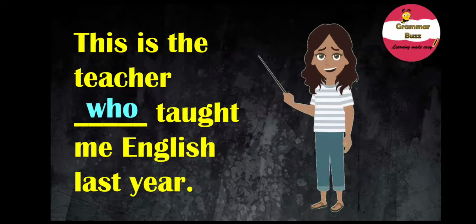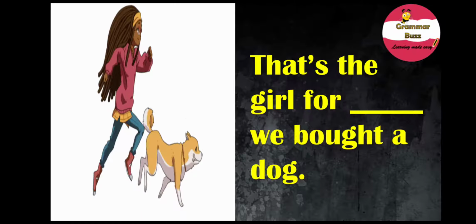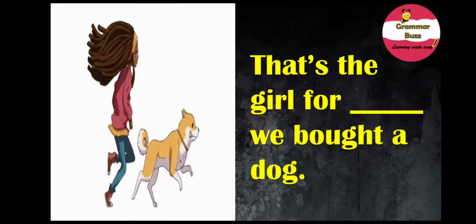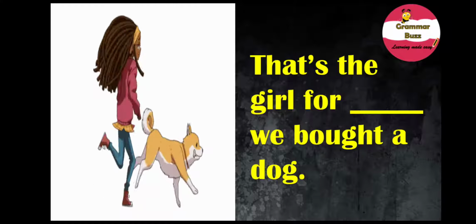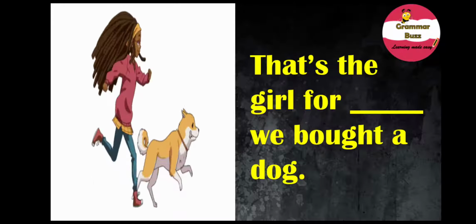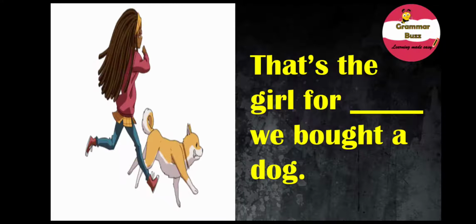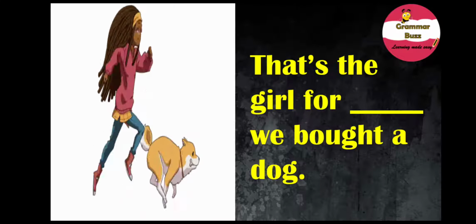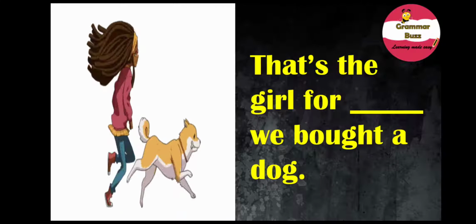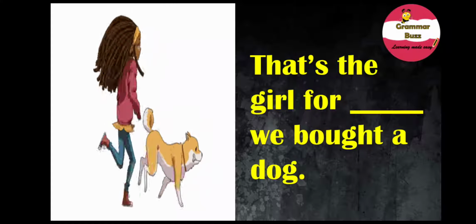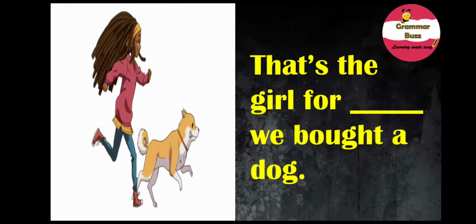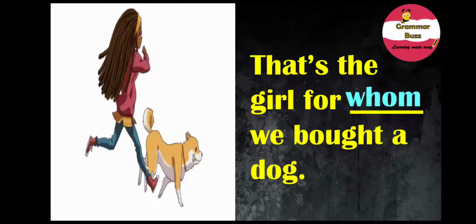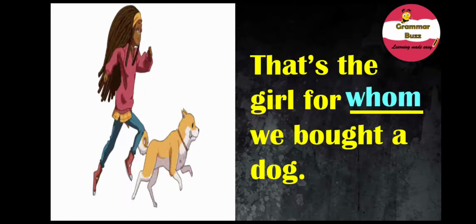Hey, great job. Okay. So are you ready for the next sentence? I bet you are. And here it goes. That's the girl for dash we bought a dog. What about this one? Have you pinned it all right? Have you already got your answer? I think you have. So, what is it? Well, it is whom. That's the girl for whom we bought a dog.